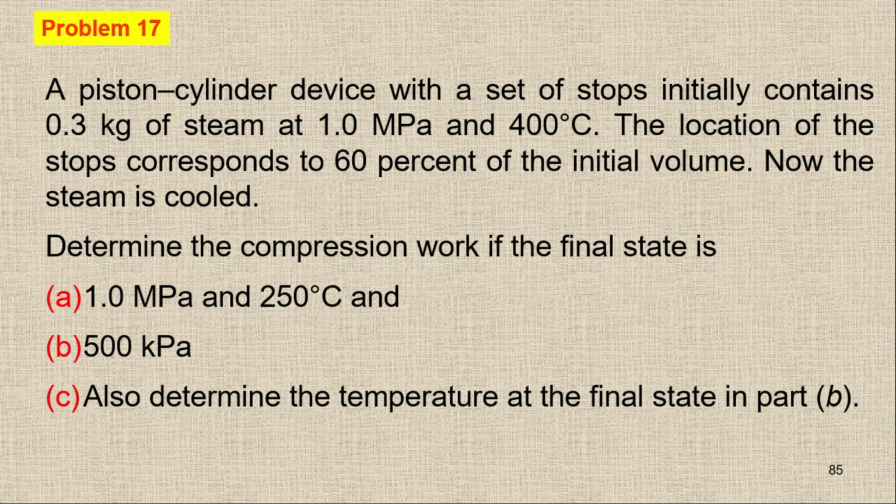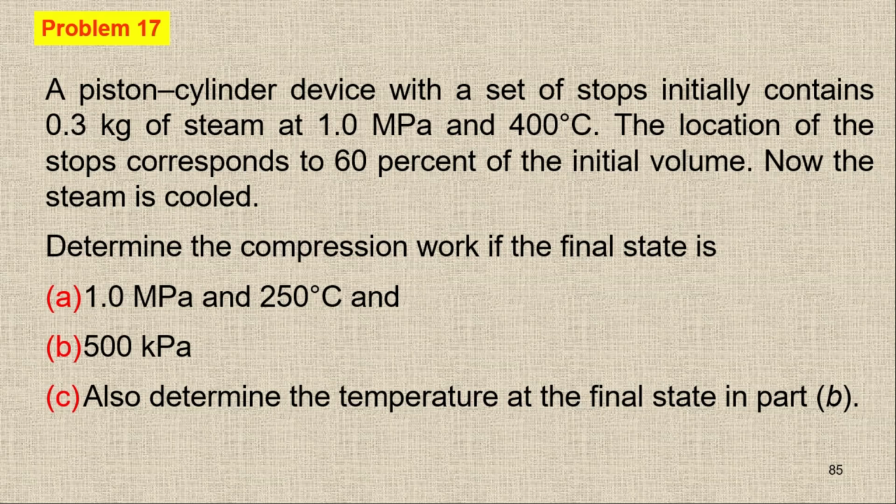So here we have the first question, where we have a piston cylinder device with a set of stops that initially contains 0.3 kg of steam at 1 megapascal and 400 degrees centigrade. The location of the stops corresponds to 60% of the initial volume. Now the steam is cooled, and in this question you have to determine the compression work. We have two different cases. The first one is if the final state is 1 megapascal and 250 degrees Celsius. And in the second part, we have 500 kilopascal. And then in part C, you have to determine the temperature of the final state in part B.